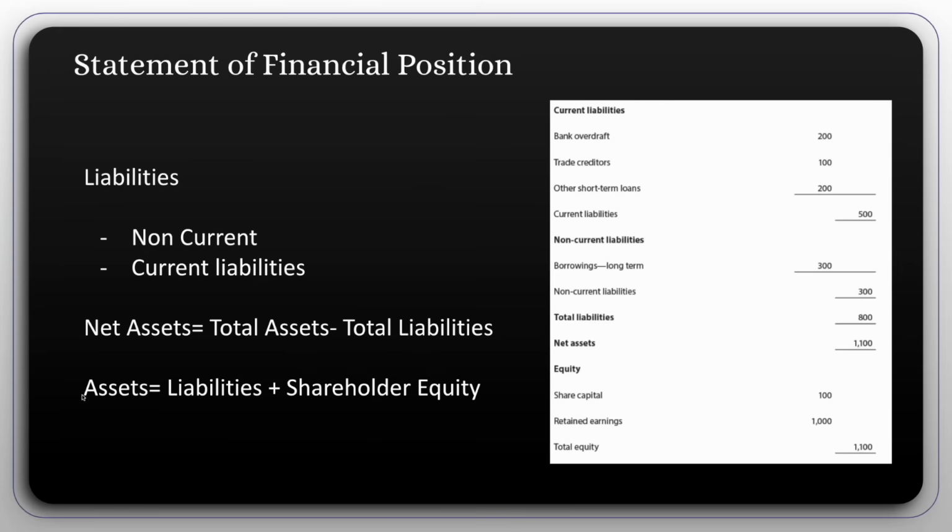And an important calculation to know, to see if you've done the financial position correctly, is to take your assets and equate them to liabilities plus shareholder equity. If this comes out equal, then you've done it right. Shareholder equity is essentially the share capital, the value of your shares, and the retained earnings of a company for the period. So yeah, that's your statement of financial position.